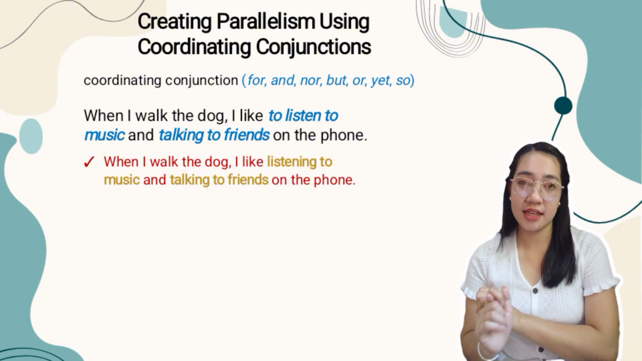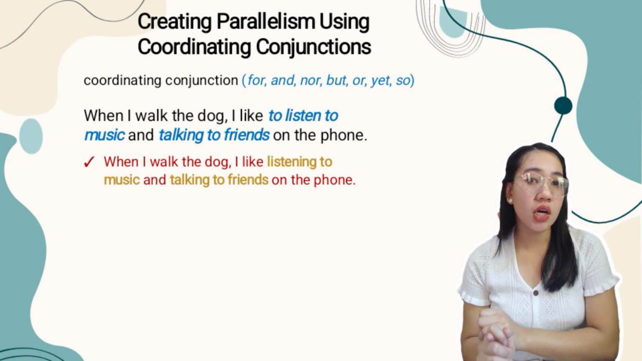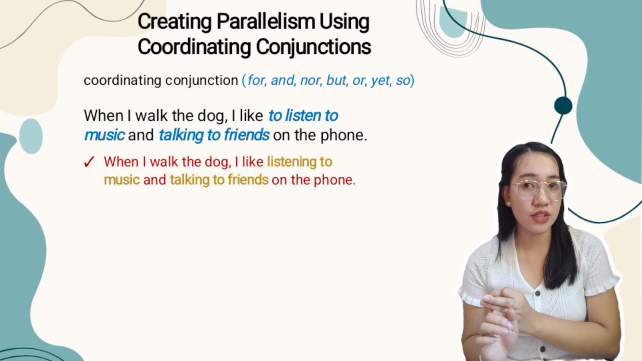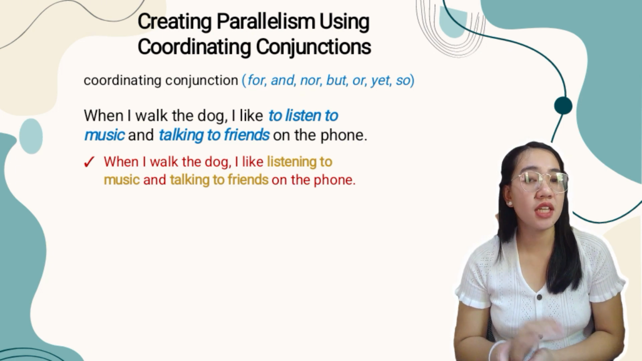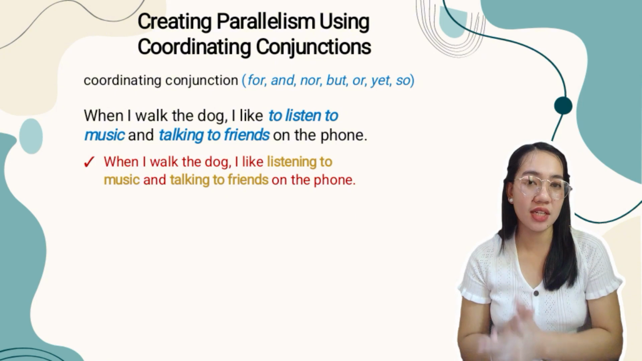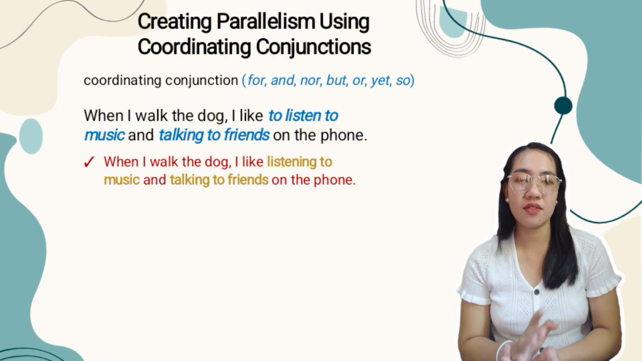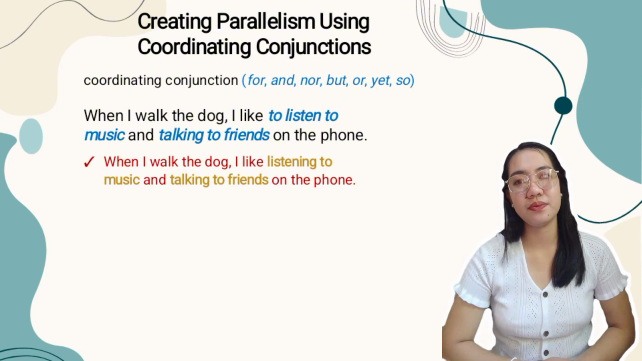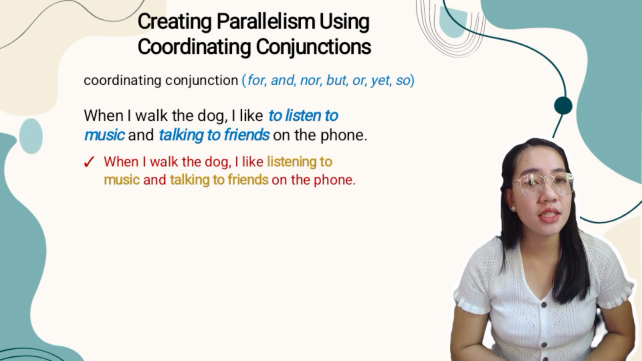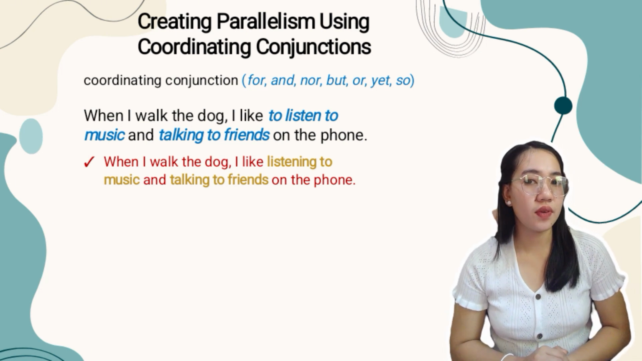coordinating conjunction, the coordinating conjunctions are the FANBOYS: for, and, nor, but, or, yet, so. Make sure that the same grammatical structure is used on each side of the conjunction. Take a look at the following example. When I walk the dog, I like to listen to music and talking to friends on the phone.